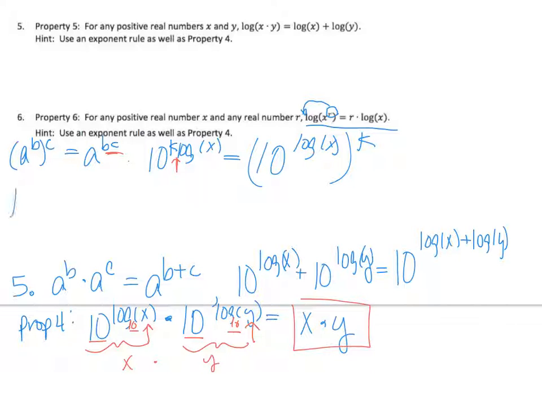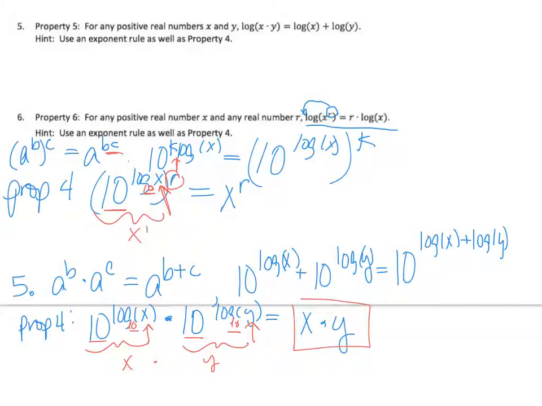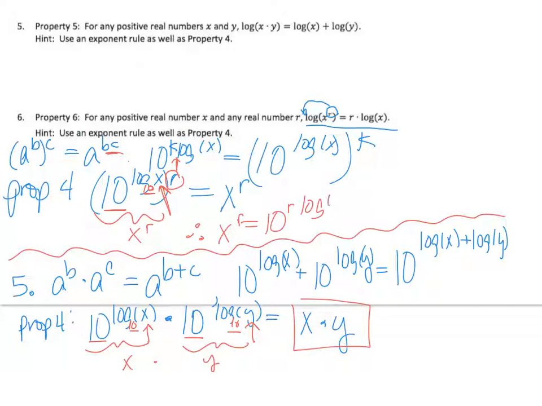Let's simplify that one more step. If I use property 4, that gives me 10 raised to the log x, all of that raised to the r. I have x raised to the r. Remember, because I have 10 raised to the log base 10 of x, that simplifies to just x. So this right here simplifies to x, and that r stays in my power spot. Therefore, I can say that x to the r equals 10 to the r log x.